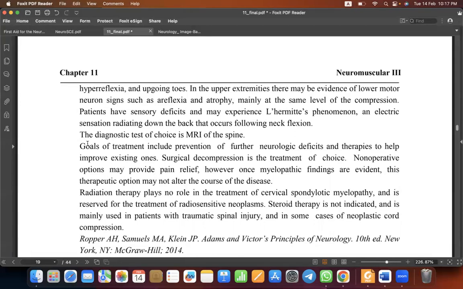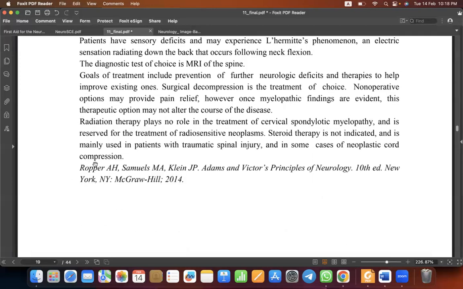So the treatment will be the prevention of further neurological deficit. Surgical decompression is the most important treatment in case of myelopathy. Okay, radiation does not have any role in cervical spondylotic myelopathy. It is more useful in a case of radiosensitive neoplasm. Steroid may be useful in traumatic spinal injury, but this is not that important. But steroid is particularly indicated in neoplastic cord compression. We should remember about neoplastic cord compression, use steroid.